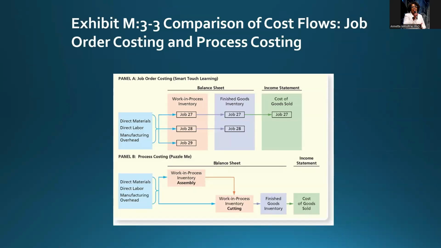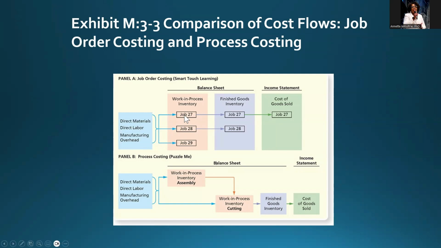Okay, here in Exhibit 3.3, comparison of cost flows, job order costing, and process costing. Here you see where they compare cost flows in a job order costing system for Smart Touch Learning. And then they have a process costing system for the puzzle company. So here you see in Smart Touch Learning, you have direct materials, direct labor, then manufacturing overhead. So you have 3 jobs here.